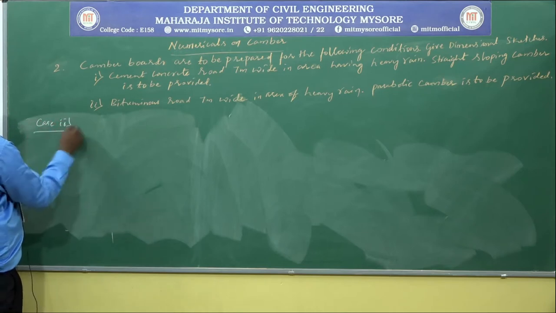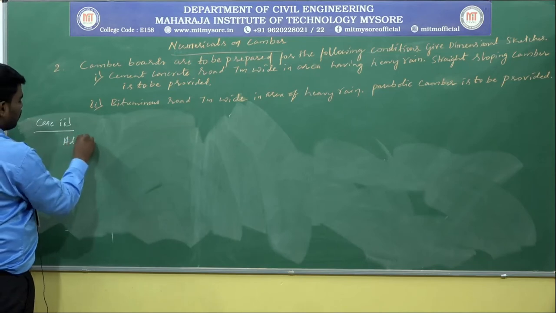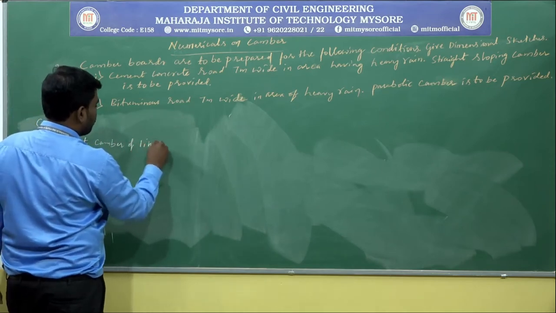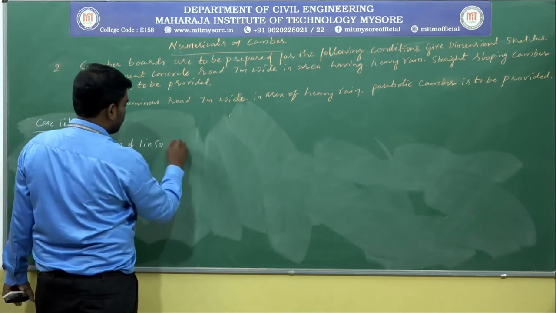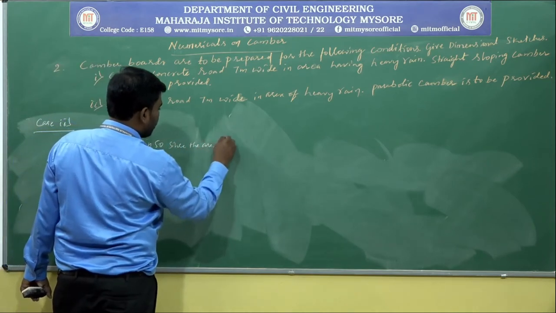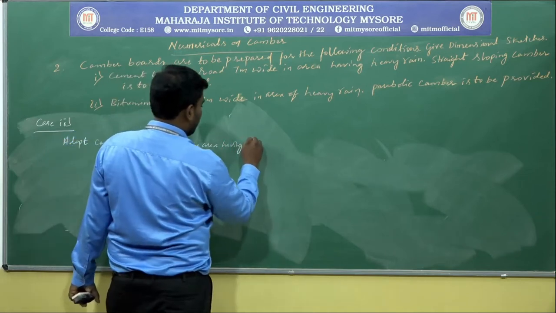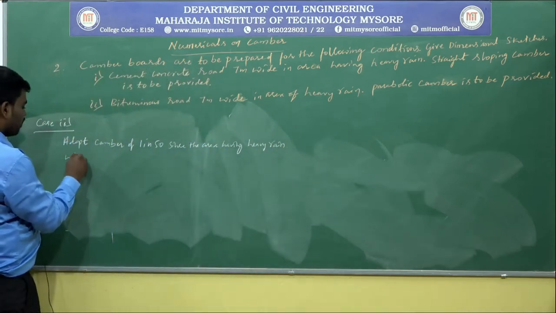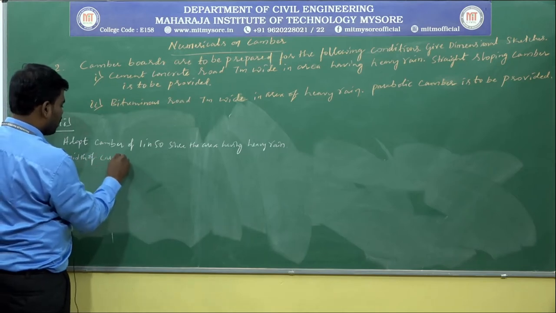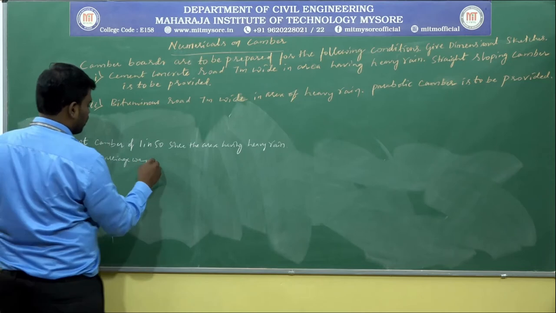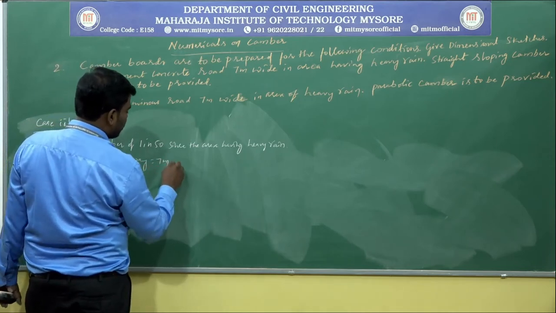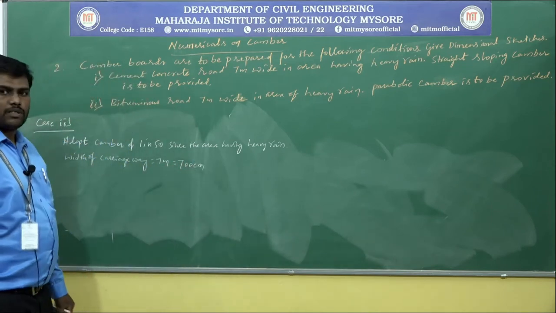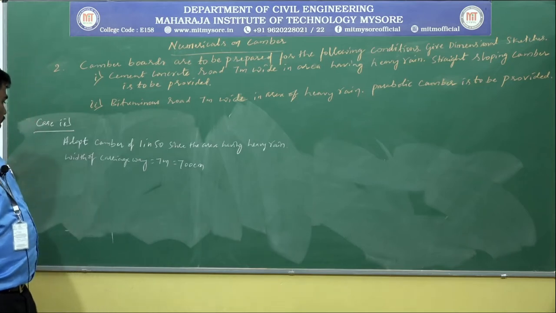Case number 2: adopt a camber of 1 in 50, since the area is having heavy rain. And here also the width of carriageway they have given is about 7 meter, that in terms of centimeter becomes 700 centimeter. 7 meter becomes 700 centimeter. Okay.